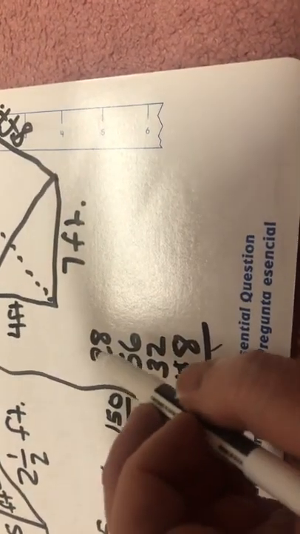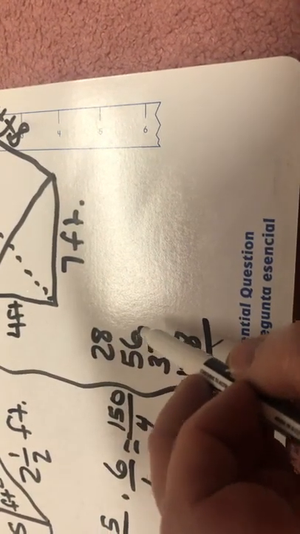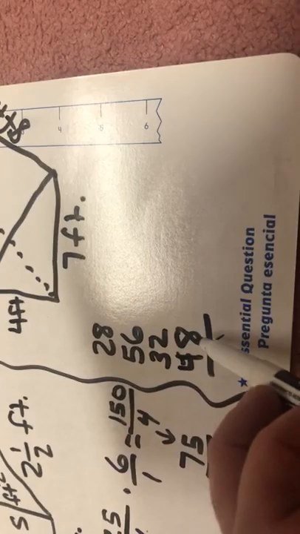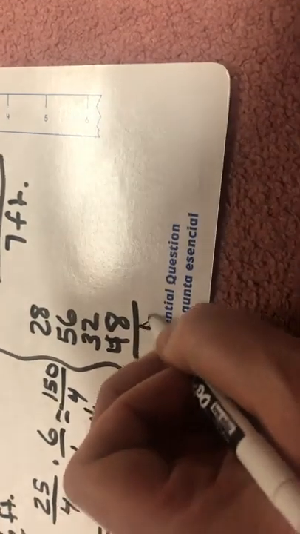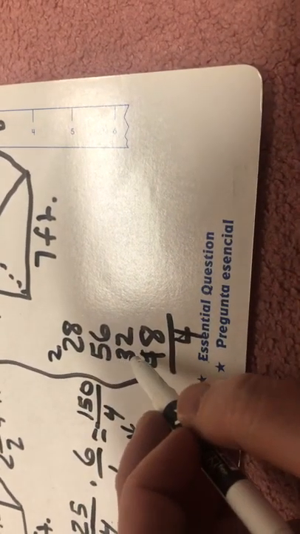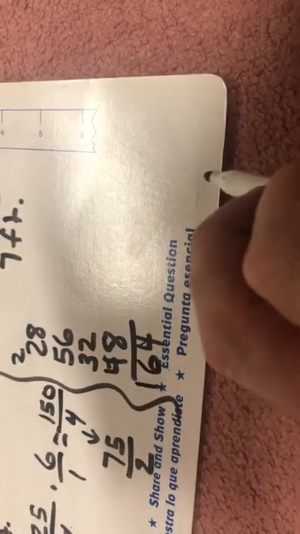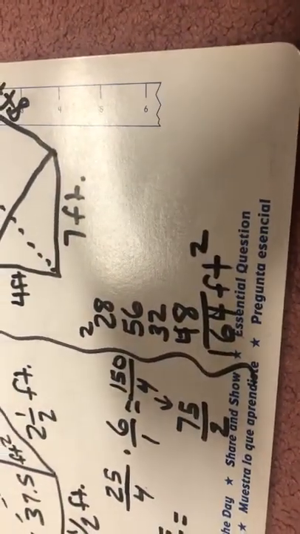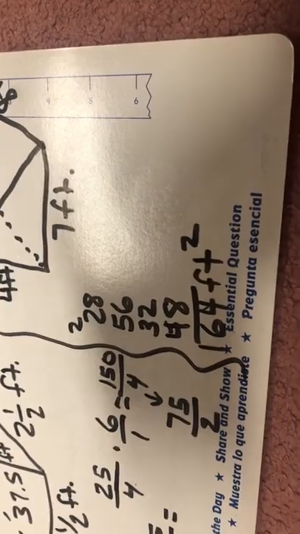Now I have to add all these together. 8 plus 6 is 14. Plus 2 is 16. Plus 8 is 24. So I'm going to put the 4 down. Carry the 2. 2 plus 2 is 4. Plus 5 is 9. Plus 3 is 12. Plus 4 is 16. I get 164 square feet. And that, ladies and gentlemen, is surface area for Friday, April 10.